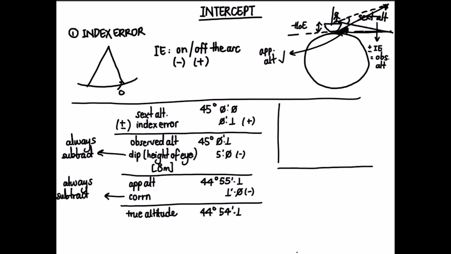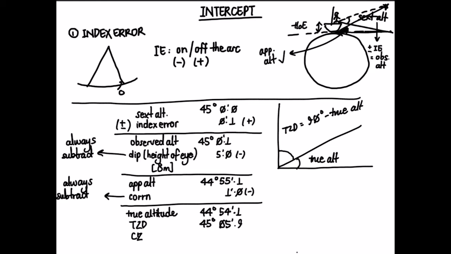From true altitude, true zenith distance then needs to be determined. Since true altitude plus true zenith distance is always 90 degrees, this gives us a true zenith distance of 45 degrees, 5.9 minutes. Next, we need to find the calculated zenith distance, which can be found using the following formula. Let's assume that the calculated zenith distance is 45 degrees.